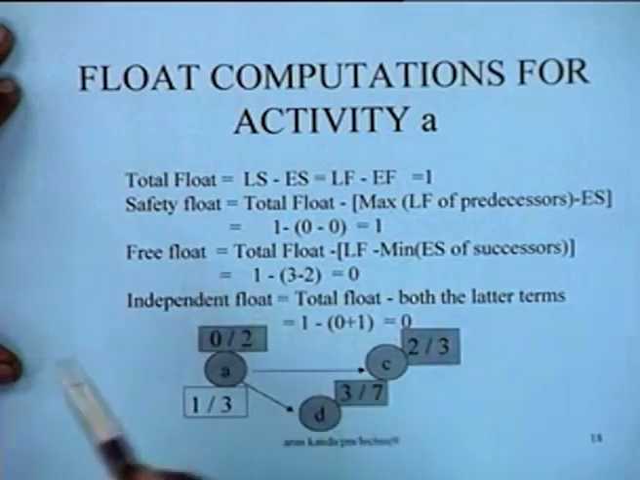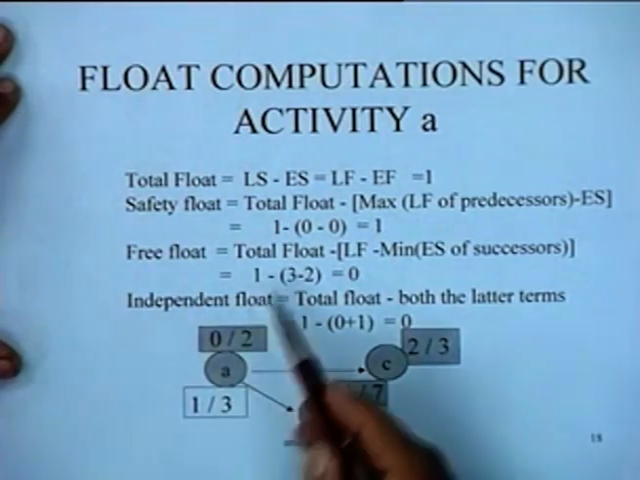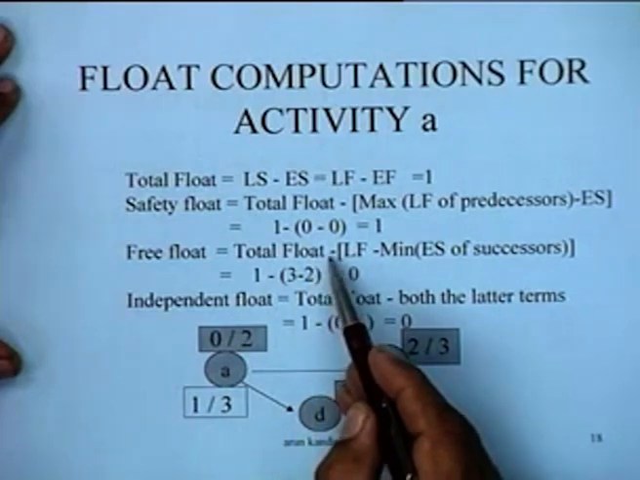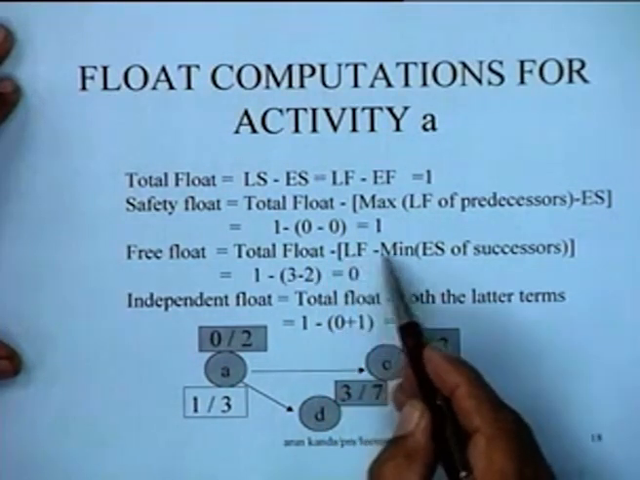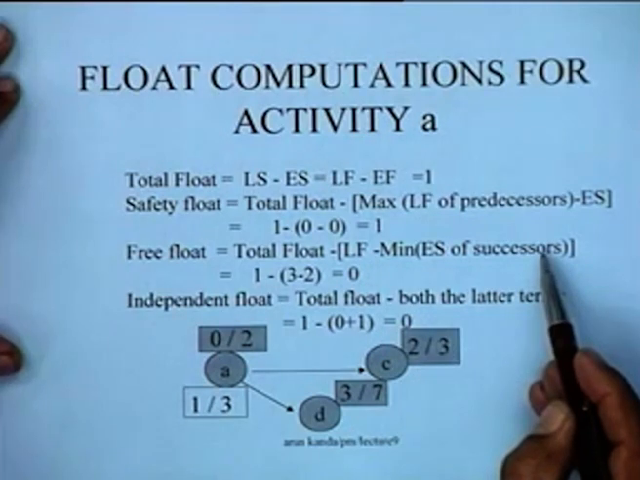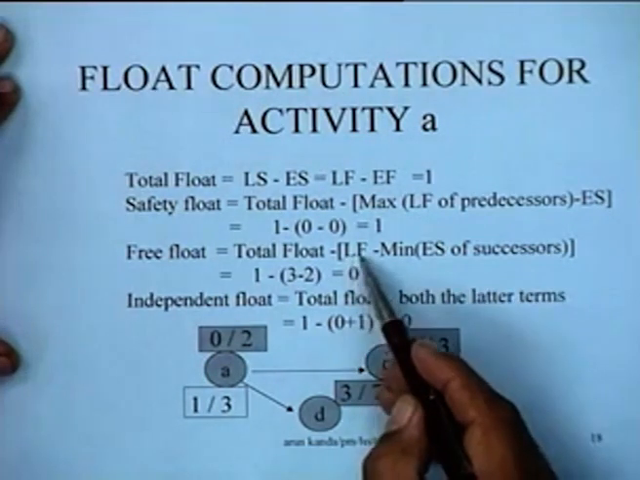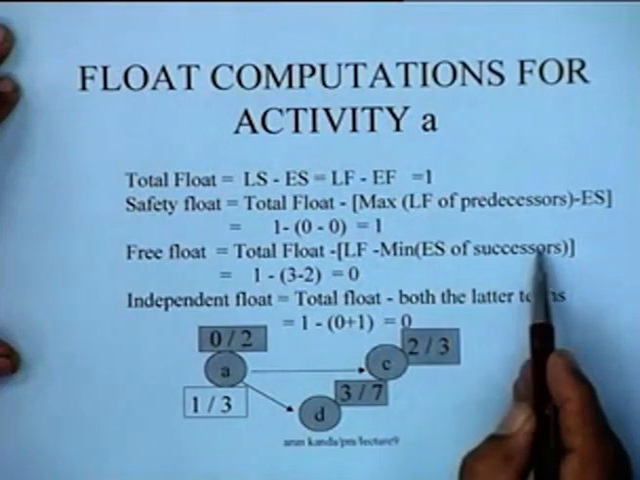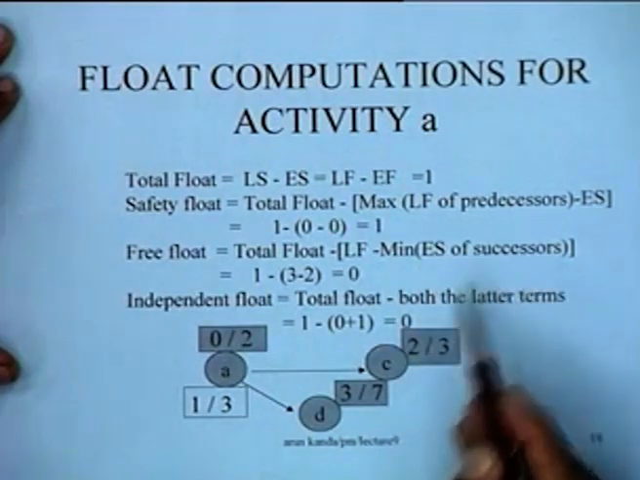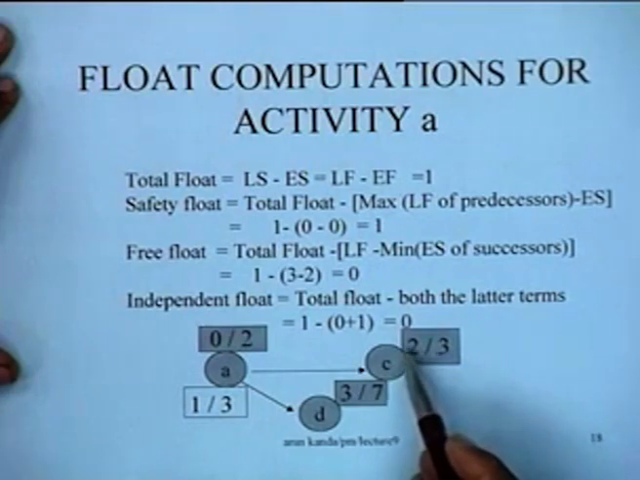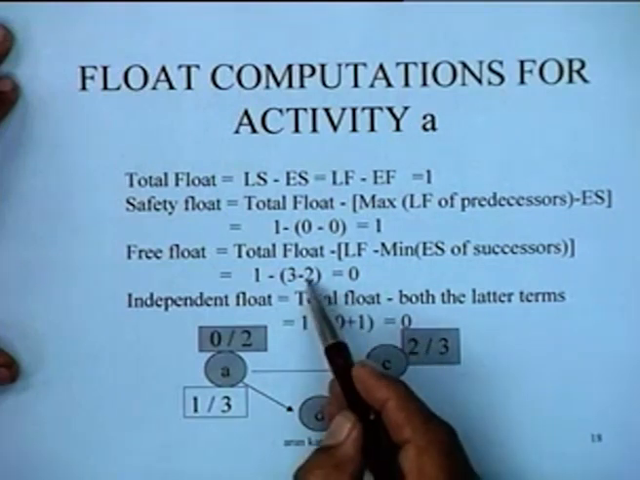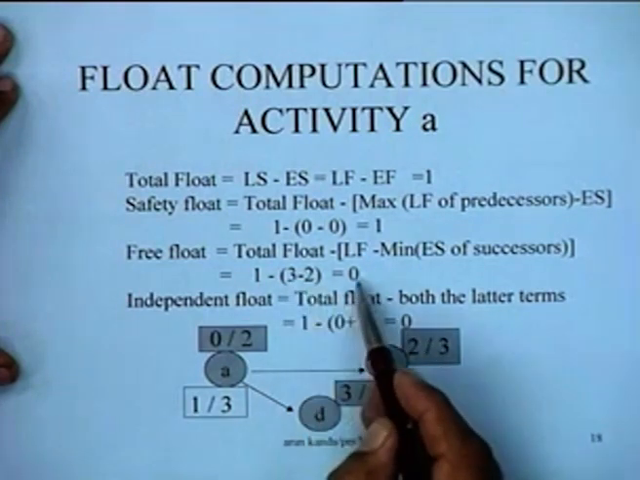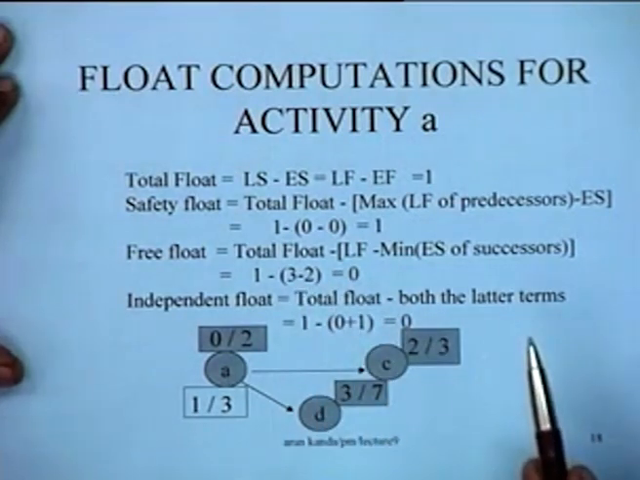Let us now compute the free float for this activity. The total float minus the node slack on the successors in the corresponding AOA representation is given by LF. The latest finish for this activity is simply 3, which we have computed already, minus the minimum of the early start of successors. I have the early start information only for the successors, so the minimum of 2 and 3 is 2. So 3 minus 2 is 1, and the free float for this activity is 0.